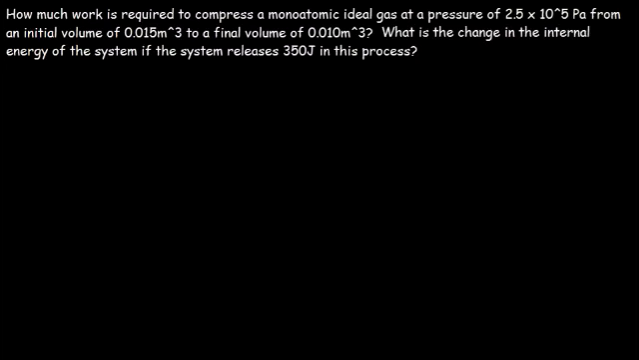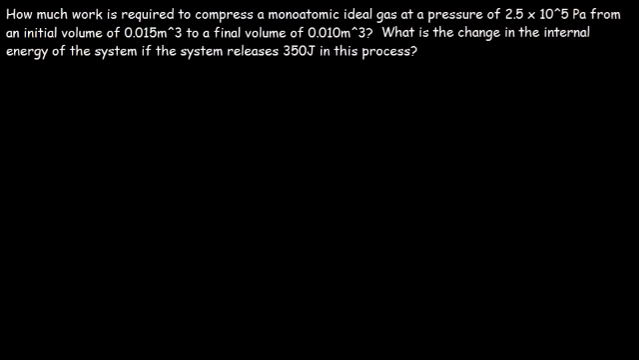Let's try this problem. How much work is required to compress a monoatomic ideal gas at a pressure of 2.5 times 10 to the 5 pascals from an initial volume of 0.015 cubic meters to a final volume of 0.01 cubic meters? So is this an isochoric process, isobaric, adiabatic, or isothermal process? Notice that the pressure is constant. As a result, this is an isobaric process.